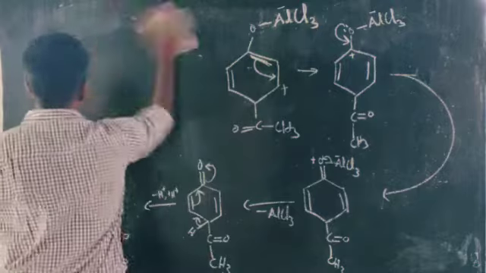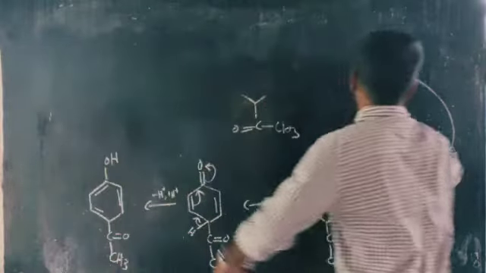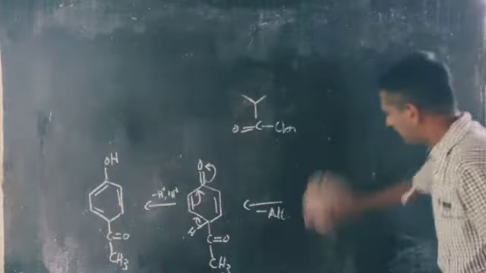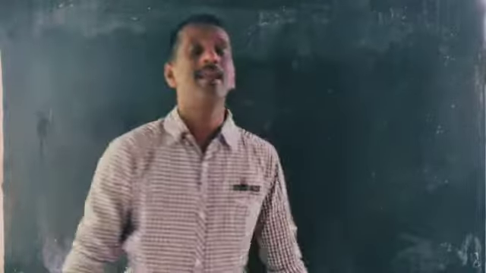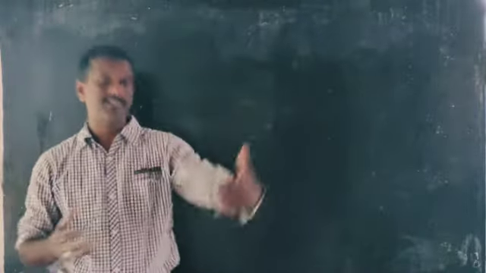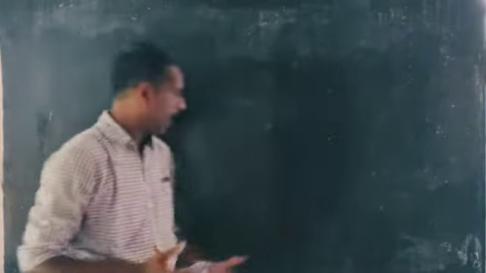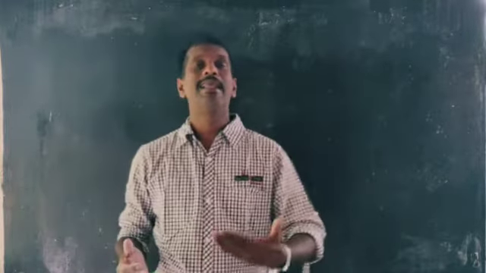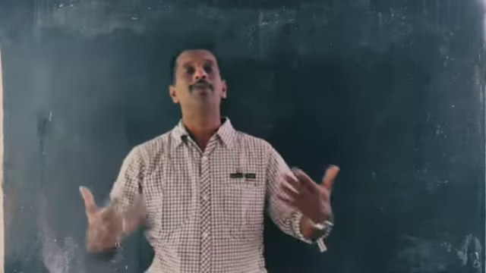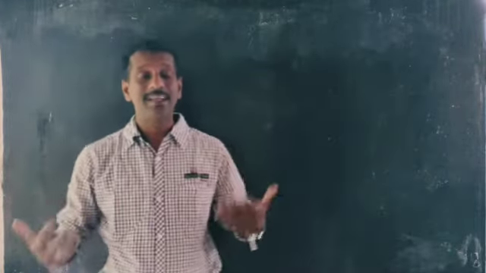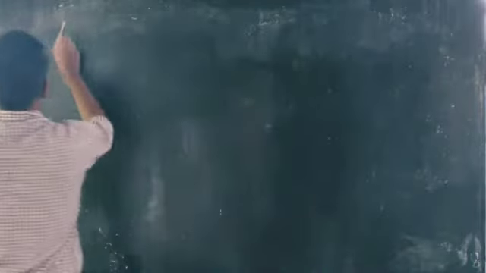Now look at it here. Why is this Fries rearrangement important? We can discuss with an example. This Fries rearrangement is important for the preparation of adrenaline, which is a heart stimulant. So for the preparation of adrenaline, this Fries rearrangement is important. Let us go through how adrenaline is prepared.